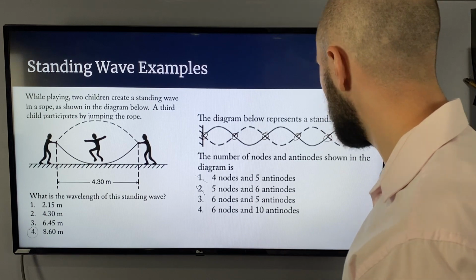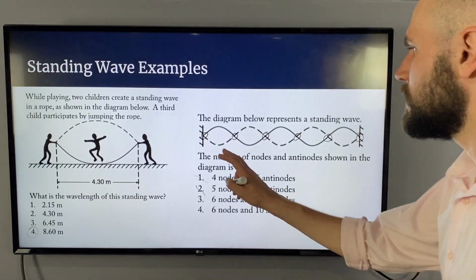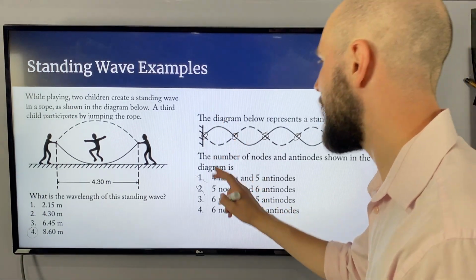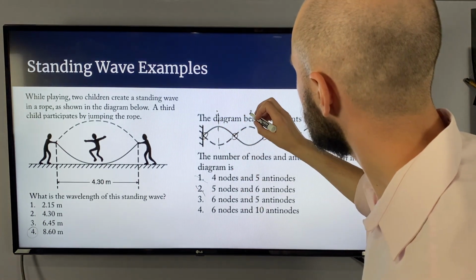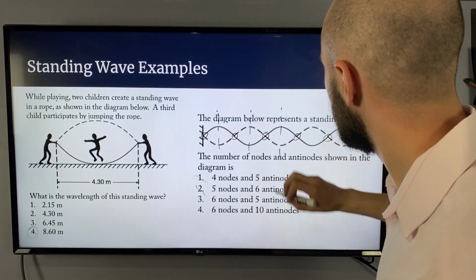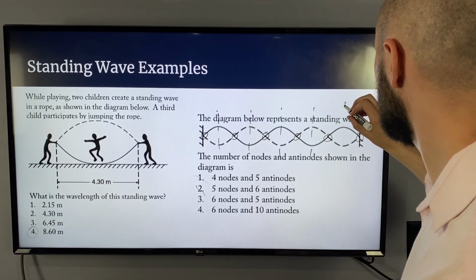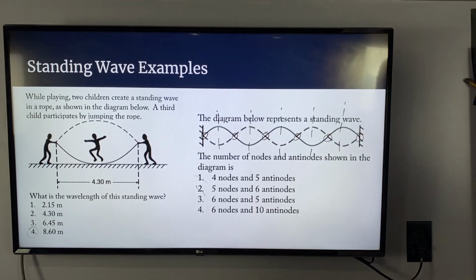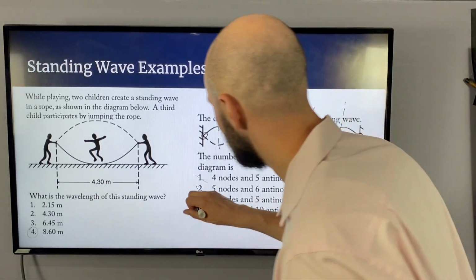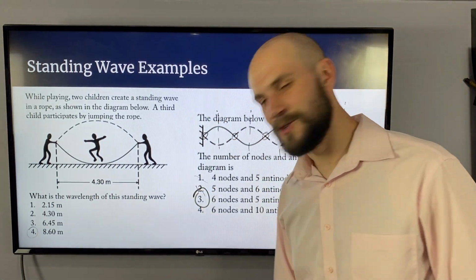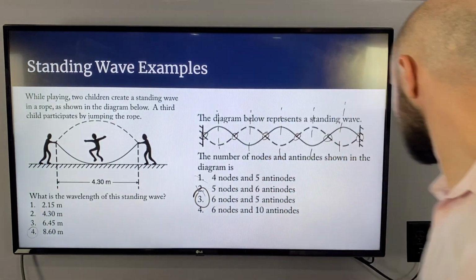But let's see what's going on with the antinodes. The antinodes are the place where we have maximum motion of the resulting displacement. There's 1, 2, 3, 4, 5 antinodes. 6 nodes, 5 antinodes. The correct answer is choice 3.